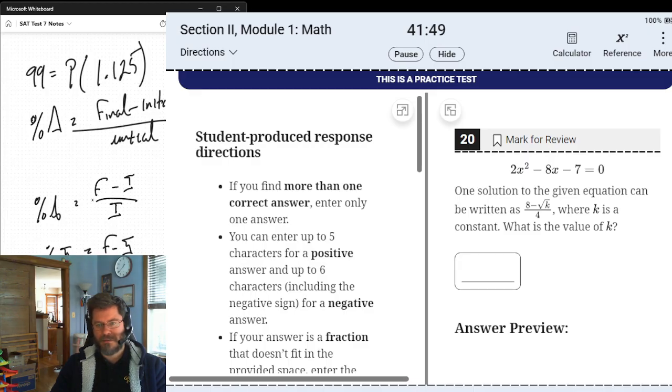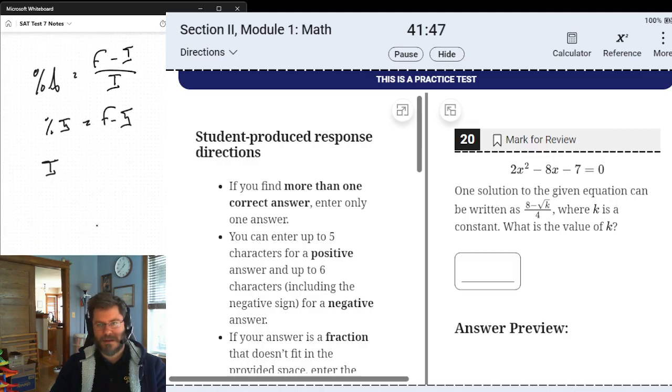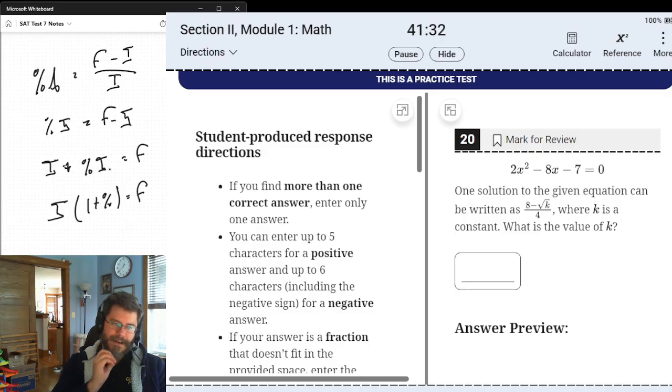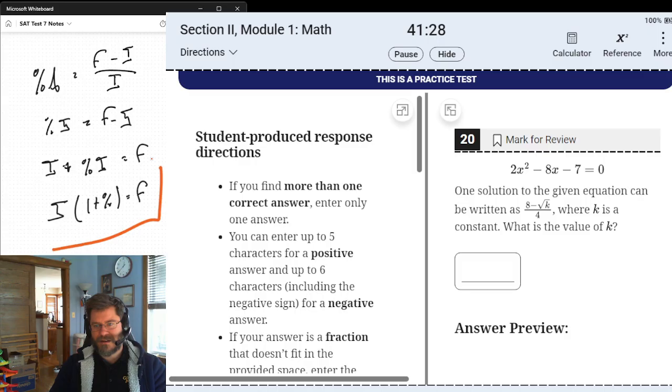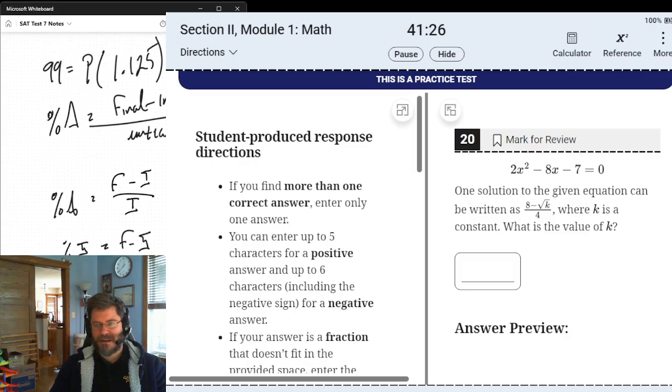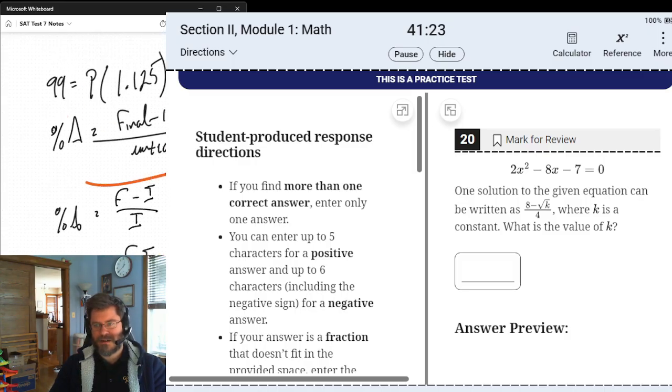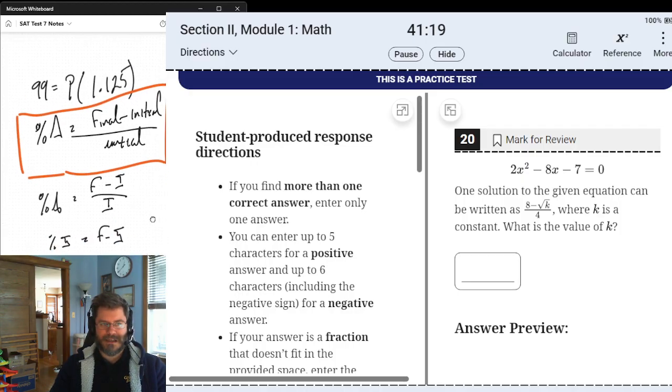So I plus percentage of I equals the final. Factor the I off. I times 1 plus the percentage equals the final. And that's the formula that I used. I happen to have memorized both of these, this guy here and this guy here. And it makes intuitive sense once you've done it enough times.